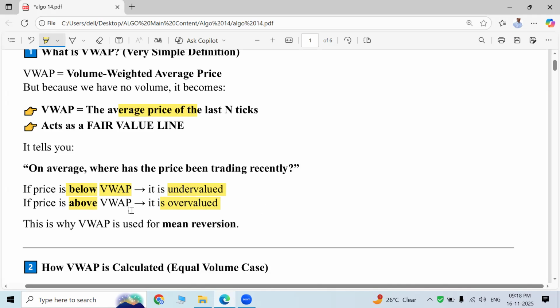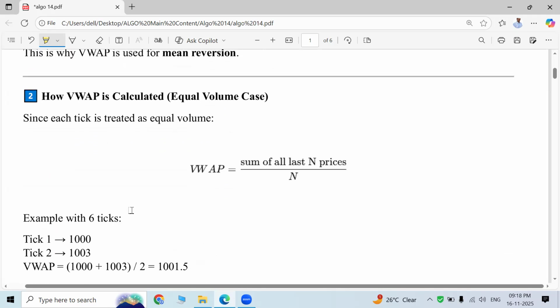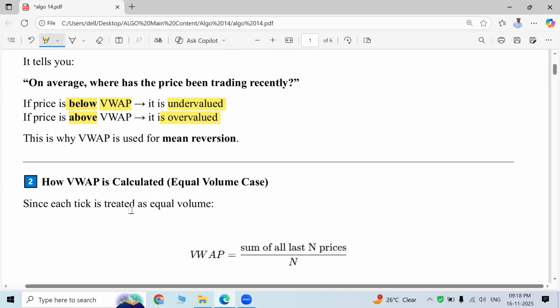So the logic is very simple. First, calculate VWAP. The price is above VWAP, overvalued, just short the position. The price is below VWAP, undervalued, just long the position. But there are multiple things which need to be considered before using VWAP. So first, we will try to understand how the VWAP is calculated.